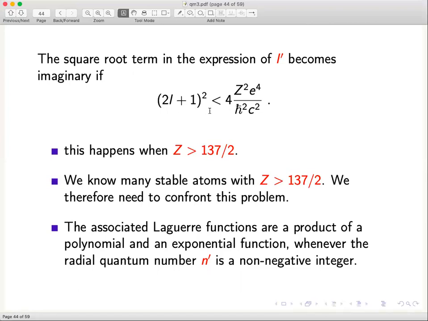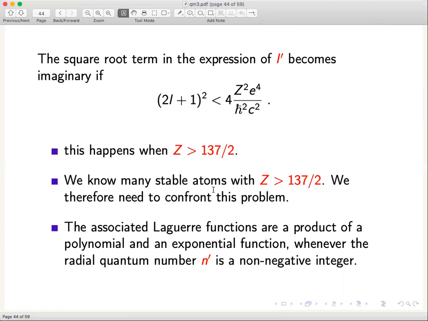But this is a serious problem, simply because if that happens, then you have L prime imaginary, and that indicates instability of the hydrogen atom problem. And that is problematic for the following reason: even at that time we knew several atoms which were stable with Z value greater than 137 over 2. 137 over 2 is not a big number. It is like 69. The integer part is really 68.